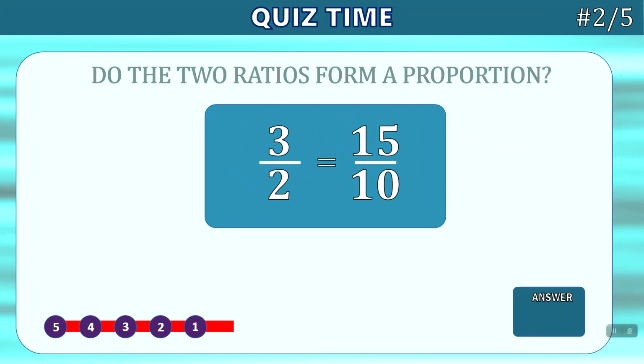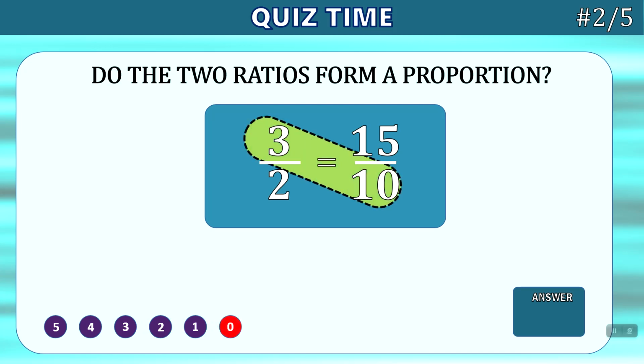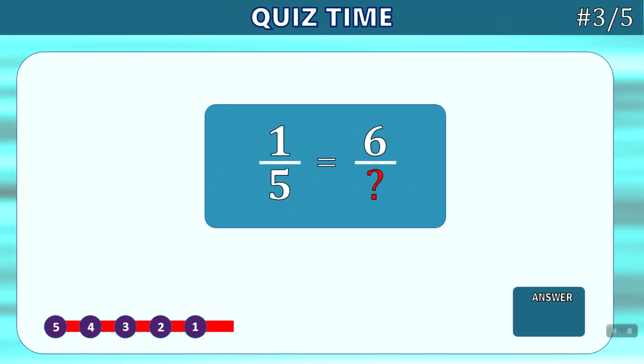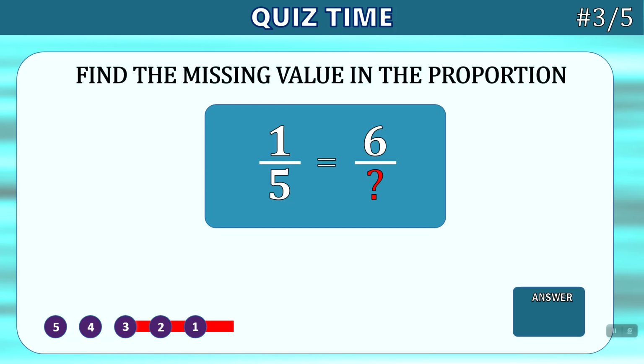Number 2. Do the two ratios form a proportion? Time's up. Let's check. 3 times 10 is 30. And 2 times 15 is 30. Because 30 equals 30, this forms a proportion. Yes. Number 3. Find the missing value in the proportion. Time's up. The answer is 30. 1 times 6 gives us 6, and so 5 times 6 is 30.